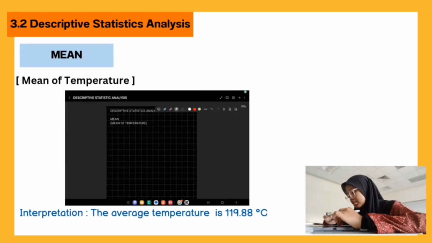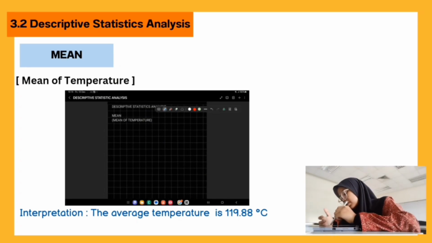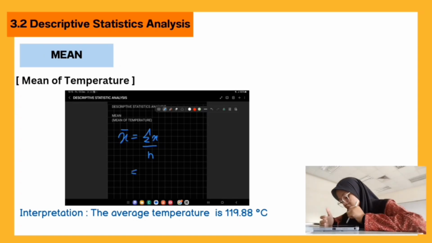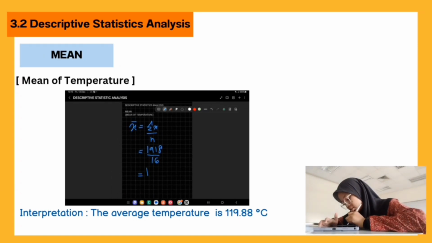Let's start with the descriptive statistics analysis. First of all, the mean of temperature. We have to write the formula first, which is mean equals total of x over n, and the value of total of x is... and the answer is 119.88.